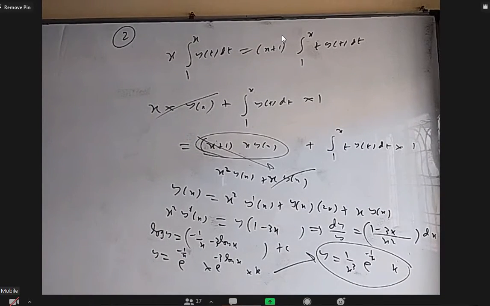So basically what happened is there is an integration within that function. So we will not be able to take it out. So we differentiated it twice. So that integration is completely gone, and we got a variable separable differential equation. So that's why we could solve that.